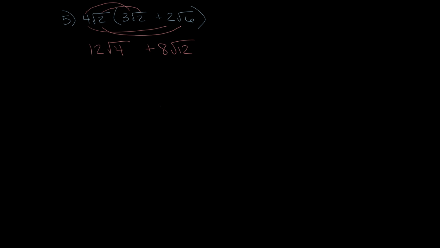Okay, now let's simplify this if we can. So the square root of 4 is 2, so I can do that, which we know is going to be 24. And then over here, 12 can be broken into 4 and 3. The square root of 4 is 2. We leave the 3 inside. So I get 24 plus 16 square root of 3, and those are not like terms, so that's as far as I can go.